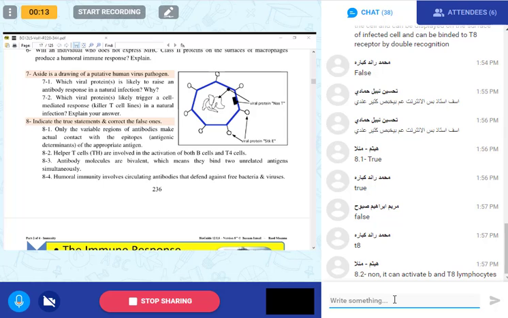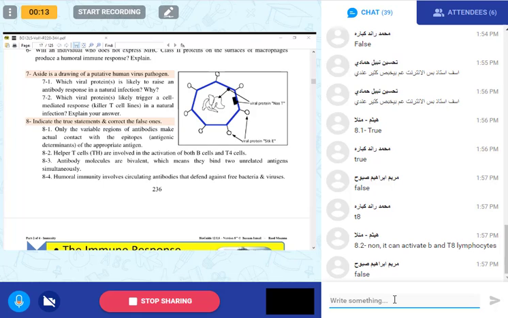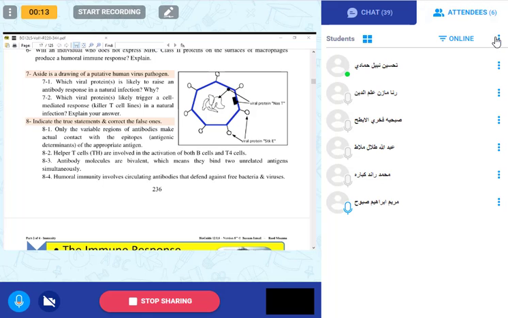A3: Antibody molecules are bivalent. They bind to two unrelated antigens. What do you think of A3? Can one antibody bind to two different antigens?